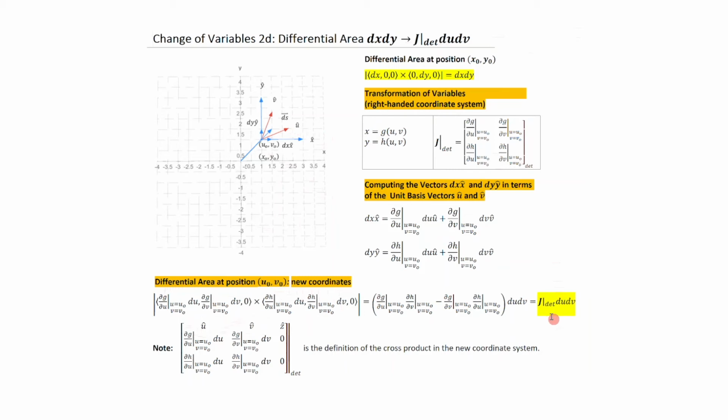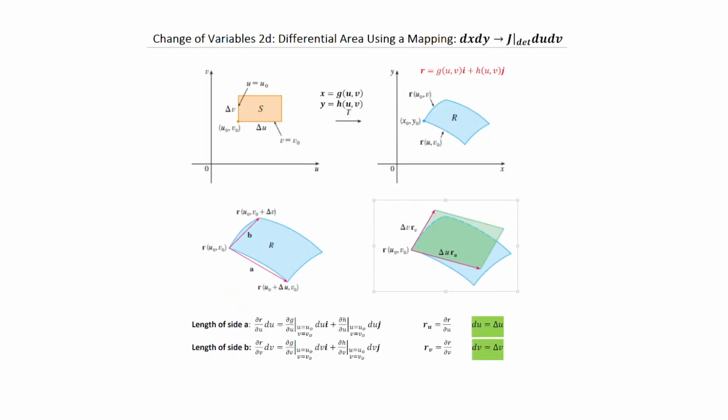So effectively, we've just proved that it takes on this form. Okay? Just to remind you, this is the definition of the cross product in the new coordinate system. All right, so this is more of a mathematical exercise, but we can actually look at this from a geometric standpoint, and it's a little bit easier to understand. This is actually taken from a textbook, and I'll make note of it in the next slide.